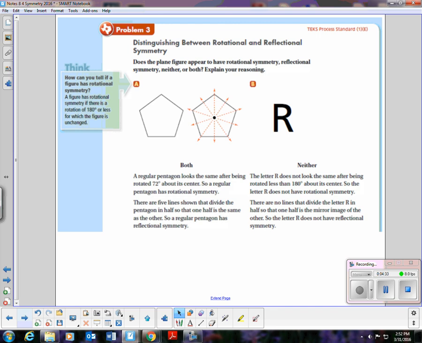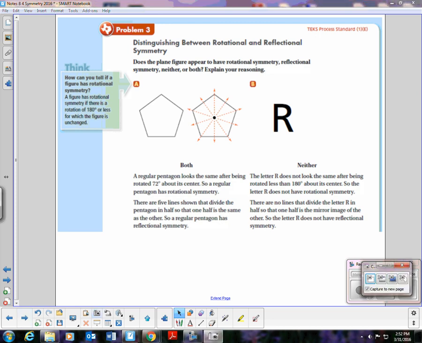Now, determining between rotational and reflectional symmetry. The pentagon here, we can put all the different lines in here. So it has reflectional symmetry and it has rotational symmetry. This R has no reflectional symmetry and no rotational symmetry, because I can't take it and spin it and get the same figure.